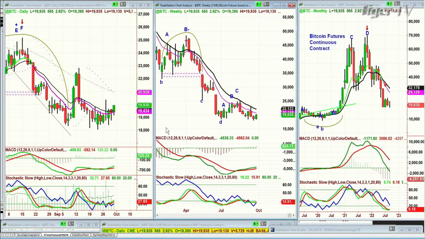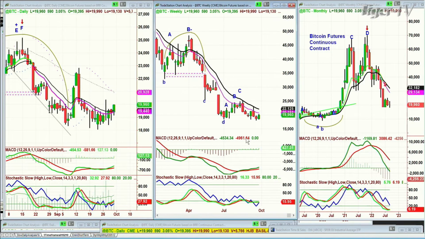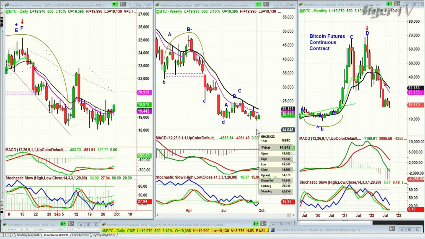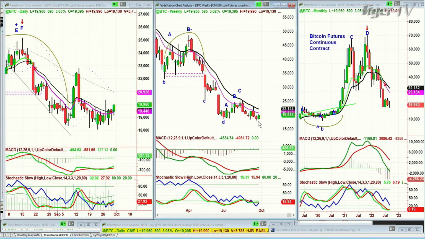I think Bitcoin is trying to form some kind of a base. It's made a lower low. Last week it made a lower low than the low that was made back in June, which was, this is the Bitcoin futures, at 18,450. The low the week of the 23rd last week was 18,040. I think Bitcoin is starting to show some resilience.